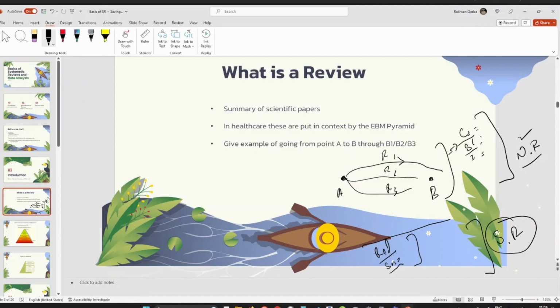Now, what comes after that is we can do a meta-analysis. Whatever data I have from road 1, I want to compare with the other roads. While this comparison is happening, I will call this a meta-analysis. As simple as that.